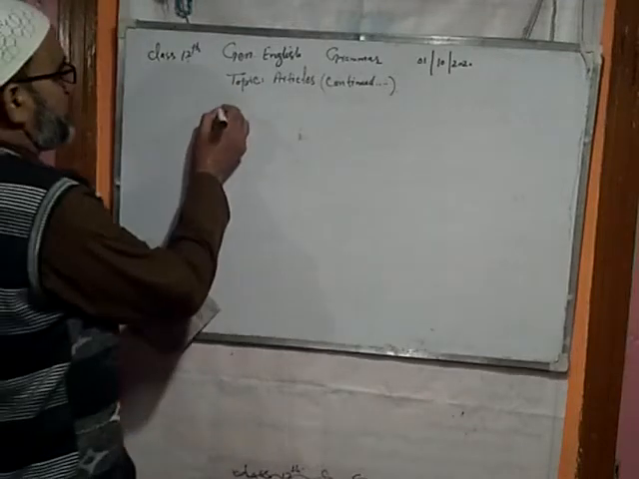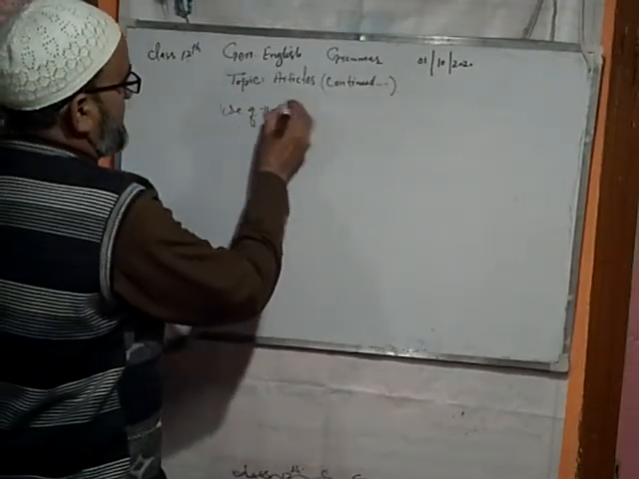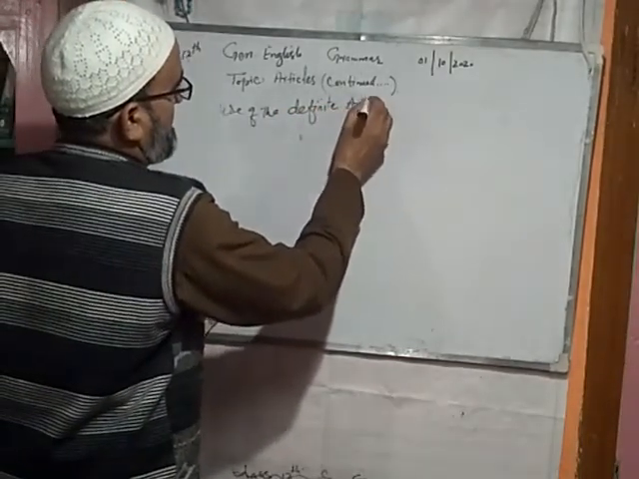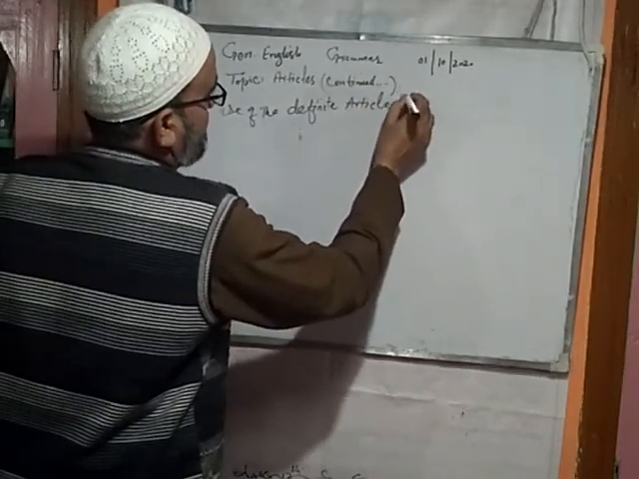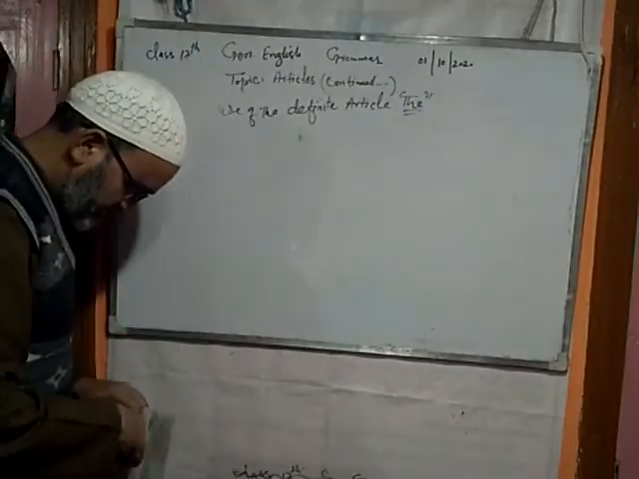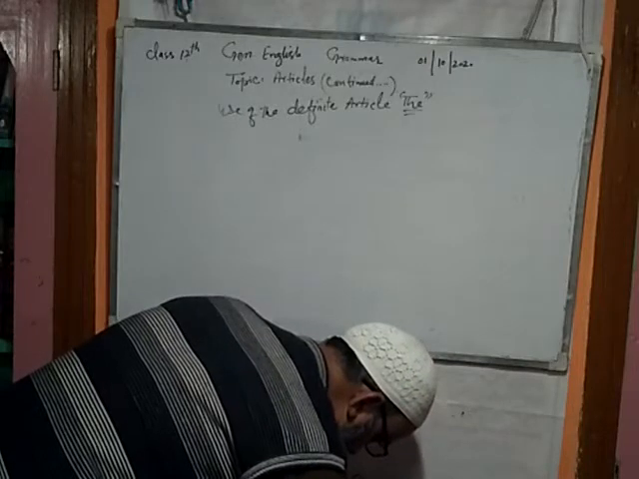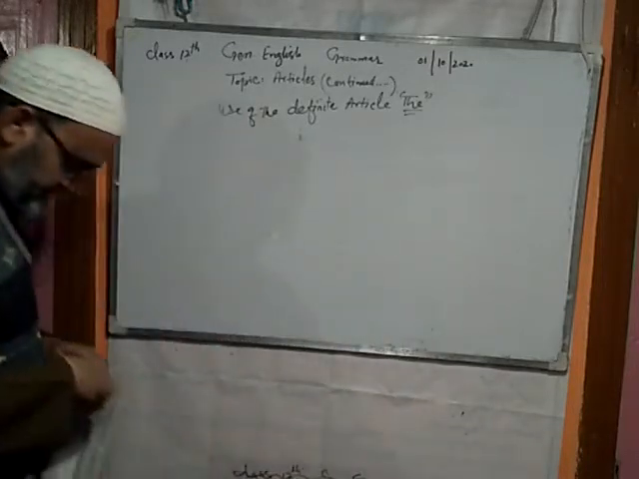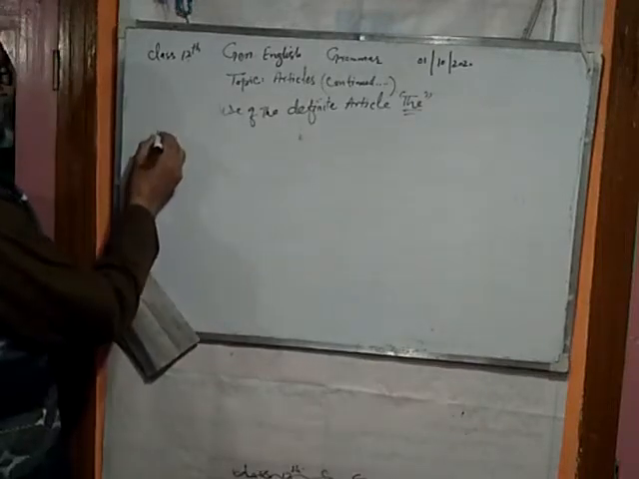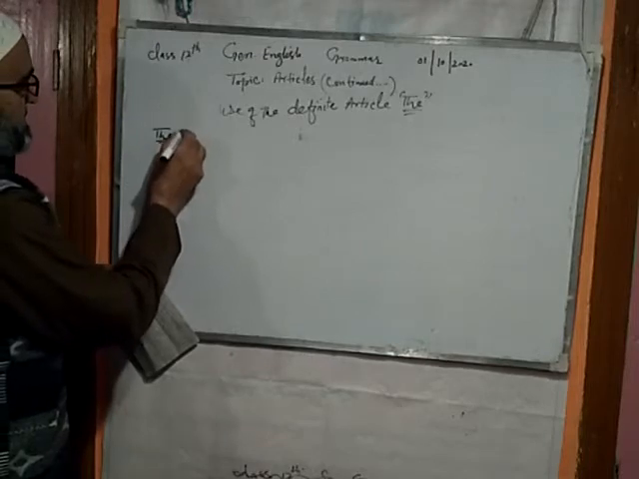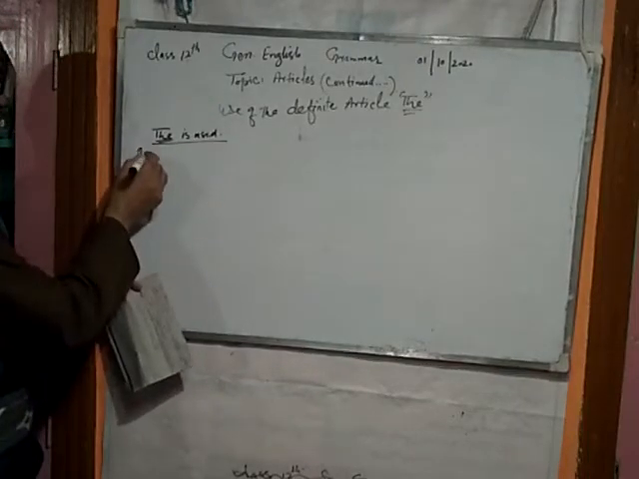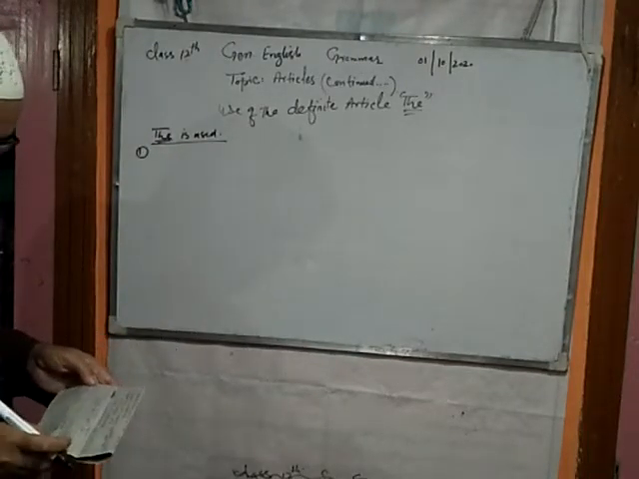The use of the definite article. Here the student, the is used as an article. Number one, before a word denoting a particular person or thing.